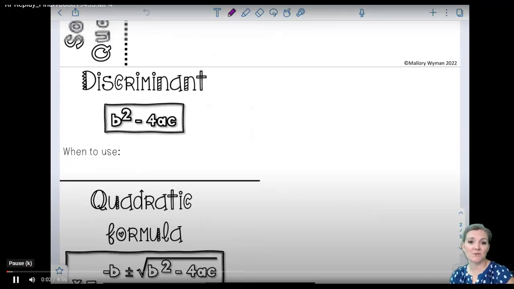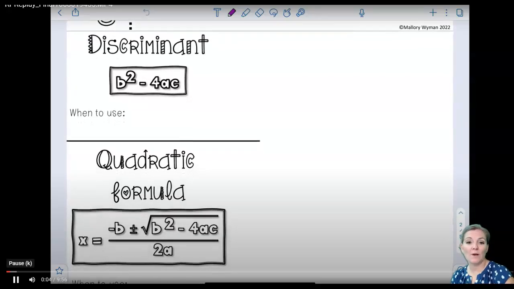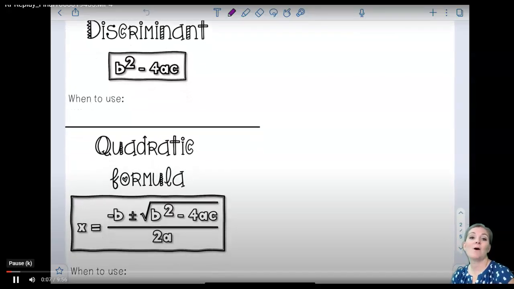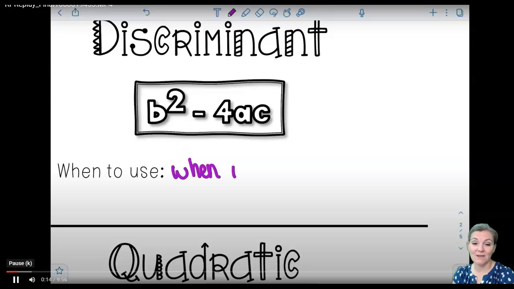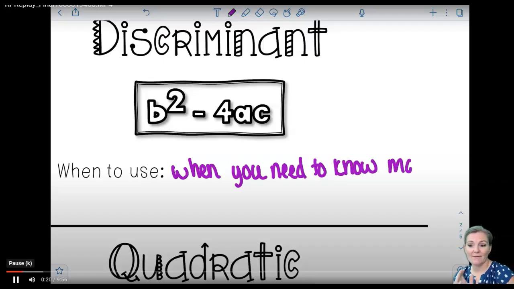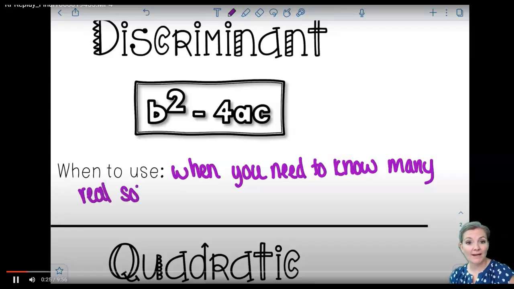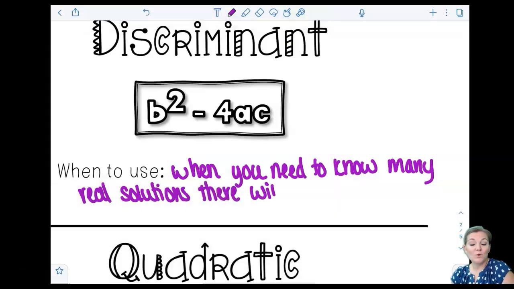So when do you use the discriminant? You use the discriminant when you are just wanting to know how many solutions you have, and more importantly, how many real solutions you have. Because we are eventually going to get into the imaginary, not real solutions, so we're not going to do that today. We're just going to talk about how many solutions you have. Because remember, the solutions are when it crosses the x-axis, your x-intercepts. So you could have one, you could have two, which we found when we were factoring, or you could have none. You could have no real solution.